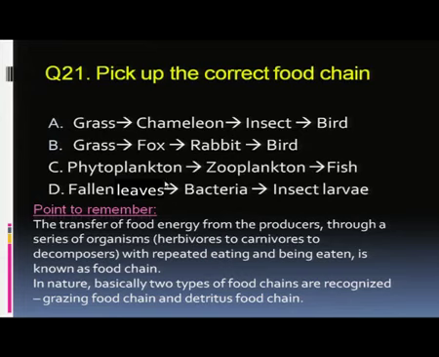Point to remember here is that you should know what is a food chain. The transfer of food energy from the producer through a series of organisms, herbivores to carnivores, then top carnivores or decomposers with repeated eating and being eaten is known as food chain. In nature, basically two types of food chain are recognized. One is the grazing food chain, which always starts with the producer and it has the herbivore, carnivore and top carnivore, and the other one is the detritus food chain, which again will start with the dead matter, be it the leaves or the animals, followed by the detritivores which will feed on them, followed by the decomposers, and it will help in nutrient cycling and all.